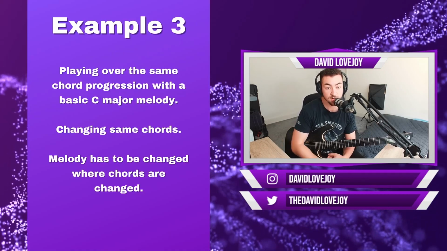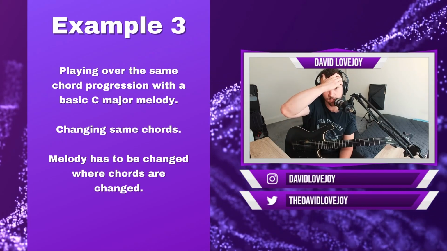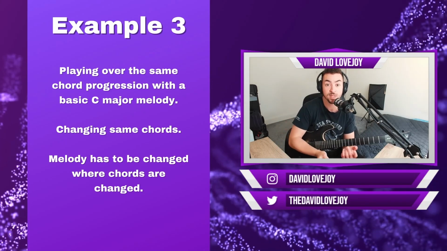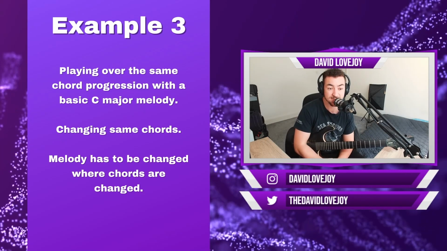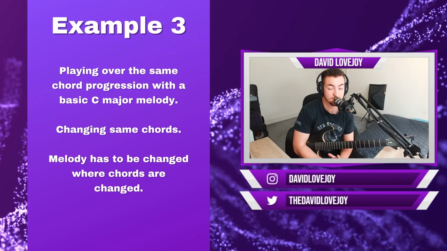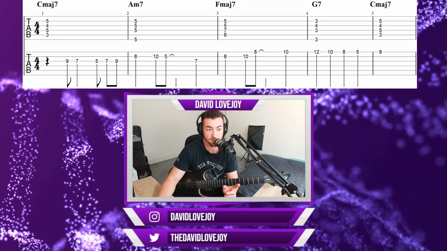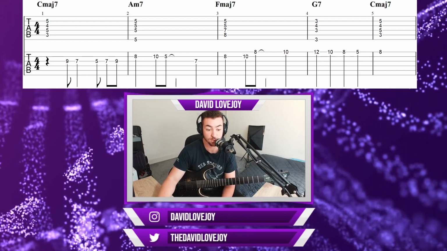So what we're going to do is play over that same chord progression with a basic C major melody. We're playing that 1-6-4-5, which is C major 7, A minor 7, F major 7, G7, and we're going to play a basic C major melody. Let's take a listen to how that sounds first. I'm going to play the chords as a backing track, and I'm going to play the solo on top live for you.